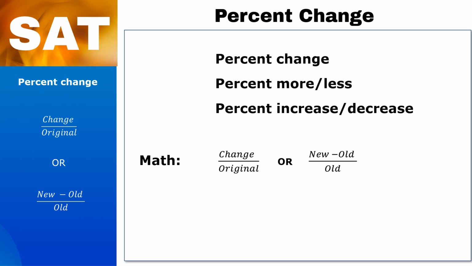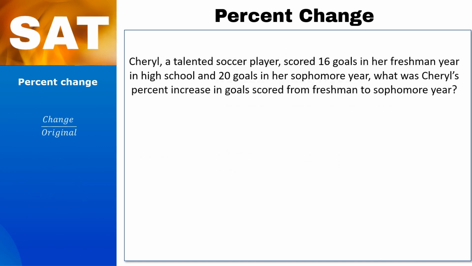Let's take a look at an example. Cheryl, a talented soccer player, scored 16 goals in her freshman year in high school and 20 goals in her sophomore year. What was Cheryl's percent increase in goals scored from freshman to sophomore year? Okay, this is obviously a percent increase question, which means it's just going to be new minus old over old.